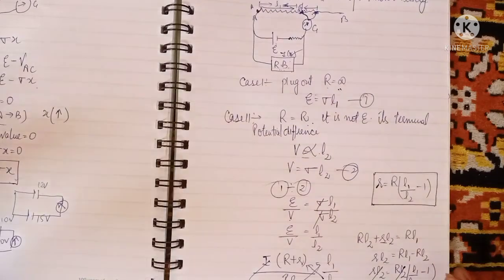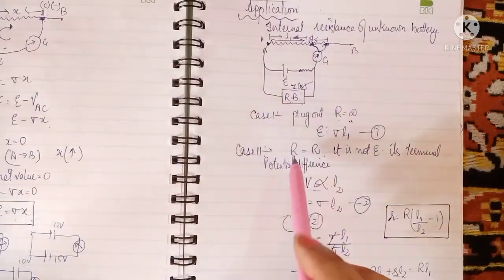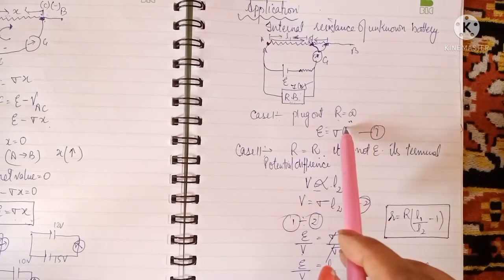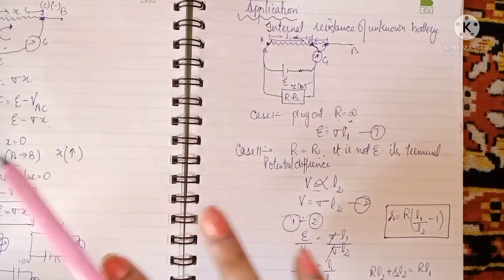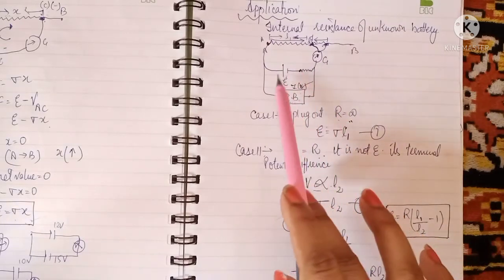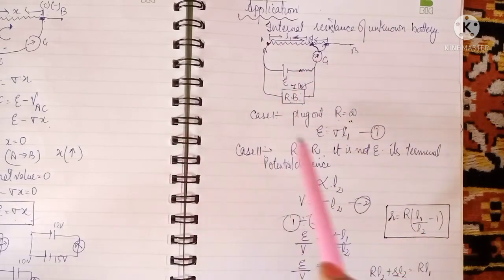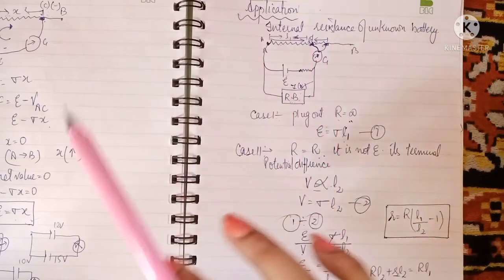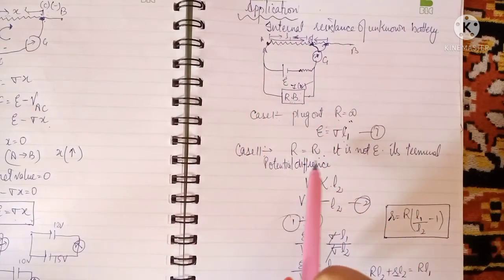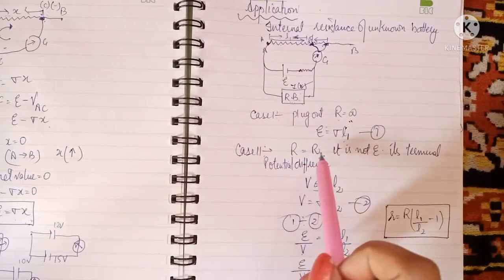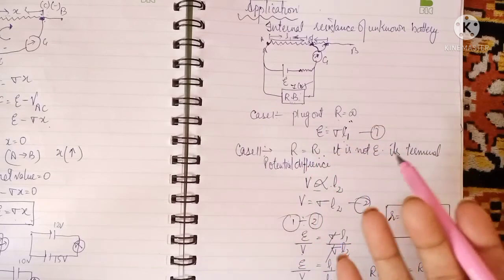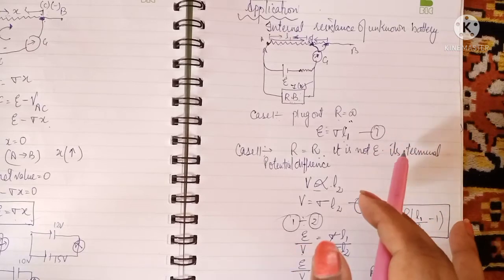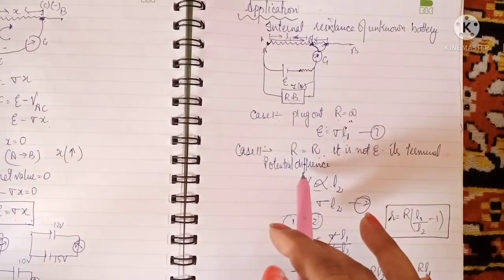So I repeat my words. What we have done in the first case, we have plugged out the resistance as infinity. When the resistance is infinity, that means the resistance box is not going to work. In that case, the value of EMF we will get is equal to sigma L1, because the jockey is giving zero deflection at the point L1. In the similar case, when we are putting some value of the resistance, let's say R, it is not going to give us the value of E. In that case, the value is given as the terminal potential difference.